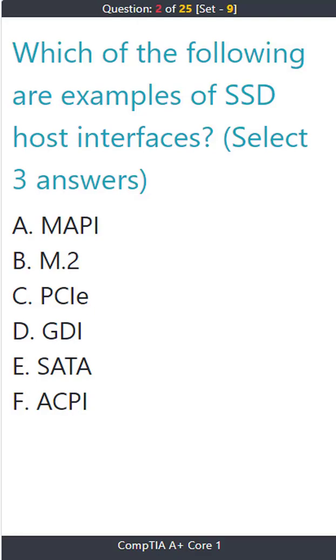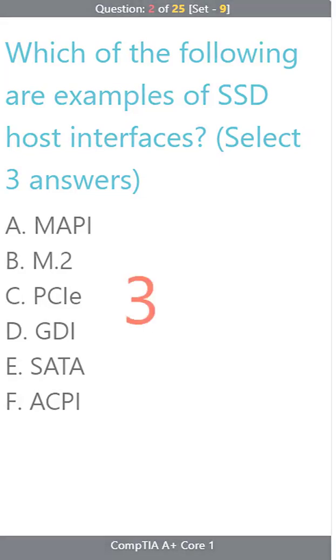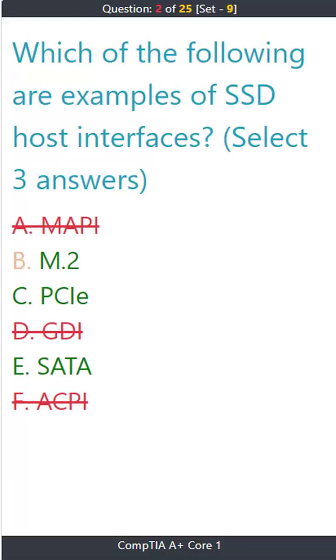Question 2. Which of the following are examples of SSD host interfaces? Select 3 answers. A mapping. B M.2. C PCIe. D GDI. E SATA. F ACPI. The correct answers are B M.2, C PCIe, E SATA.